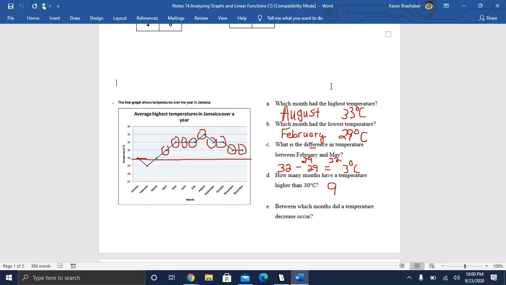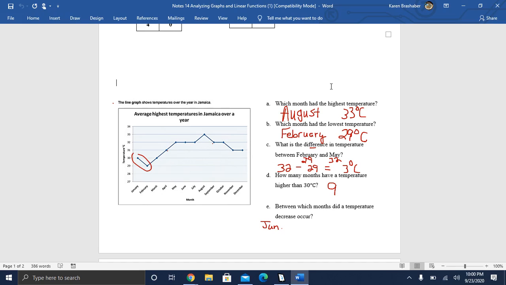And then finally, between which months did a temperature decrease occur? So we're looking at when did the graph start higher than when it finished. Now, it doesn't want the greatest decrease. It just wants to know when there was a decrease. So we'll have to go month to month. Well, if we look, the very first time it happens is actually at the beginning of the year. So we'll probably have a list here.